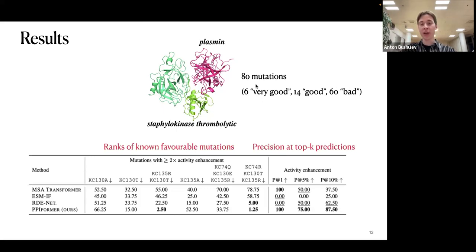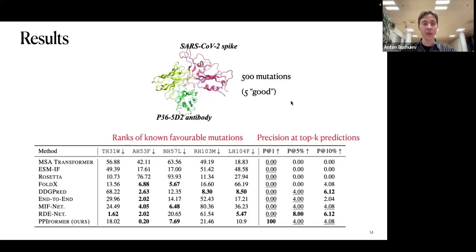And what we do is that we make predictions of delta delta G with our model for all these mutations, sort them according to the predicted values, and then just look at the ranks. So we want to have good ranks or low ranks for the mutations which are known to be good. And what we can see is that our method predicts 2 mutations which increase activity at least twice as the top 2 hits. So in this pool of 80 mutations, the ones which are known to be very good are at first 2 positions.